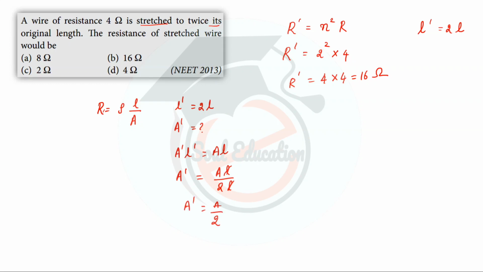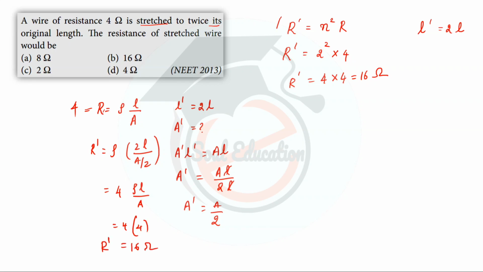If we substitute, R dash is equal to rho into L dash, which is 2L, upon A dash, which is A by 2. So what is this? 2 twos are 4, into rho into L by A, which is 4 into rho into L by A, which is nothing but 4 ohm. So 4 into 4 is equal to 16. Both are correct ways. This is the long way, and this is direct formula based. Use as you wish.